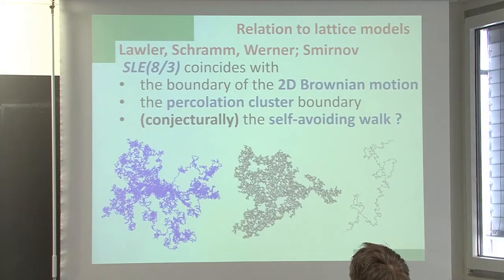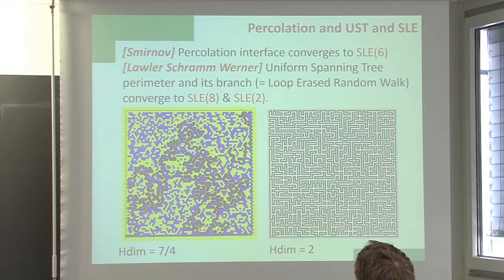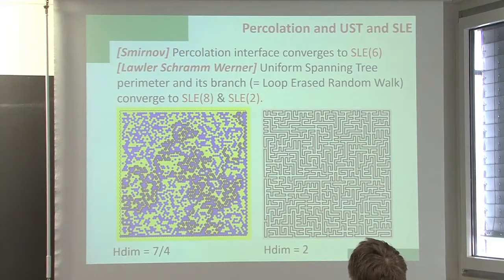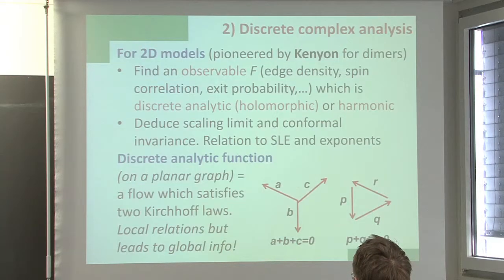But before we prove that something is related to SLE, which allows us to do calculations with SLE, you need to observe some conformal invariance on a lattice, or rather some complex analysis on a lattice. Now, what is discrete complex analysis? In this setting, it was introduced by Richard Kenyon for dimers. And essentially, there are two steps.